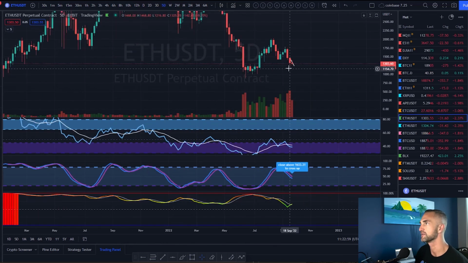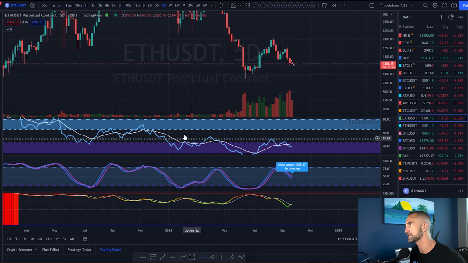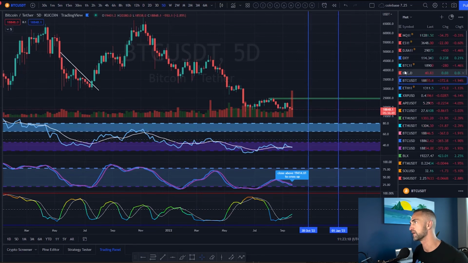So I imagine Ethereum will follow in concert with the rest of these animals here, or with the big animal, the big elephant in the room, Bitcoin, taking it on the chin here after a big pump fake.